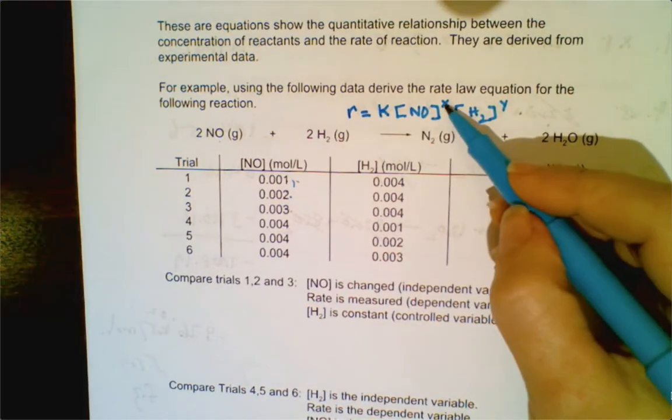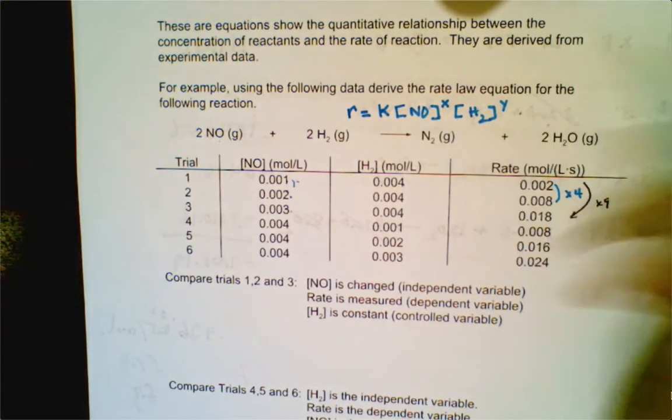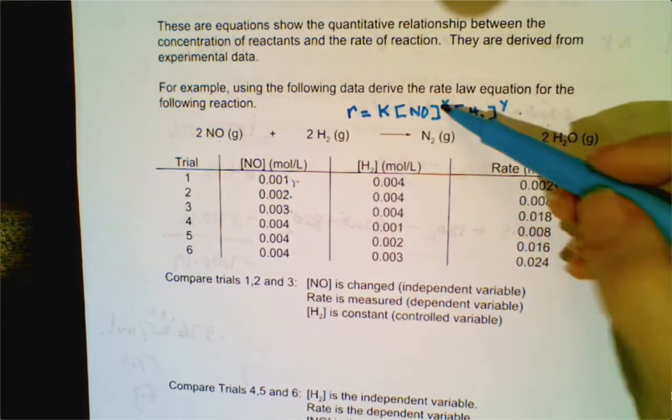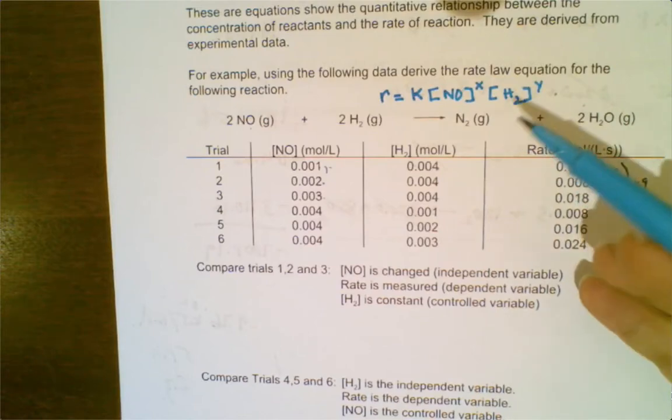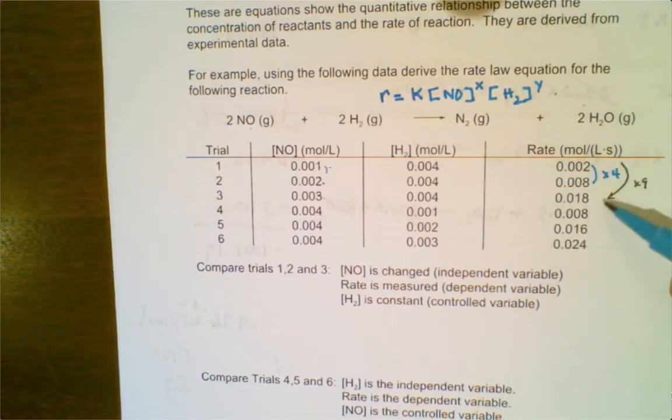Will my exponent be a 1? Will it be a 2? Will it be a 0? Now, if it was a 0, it means that it would have no effect. So what I can do is look at it and intuitively come up with the exponent, okay?